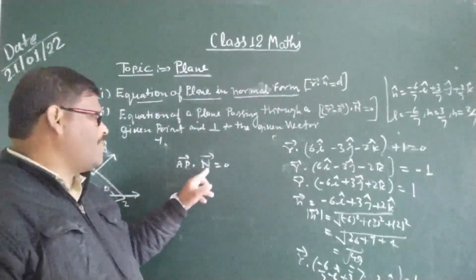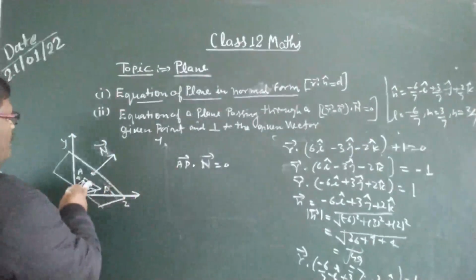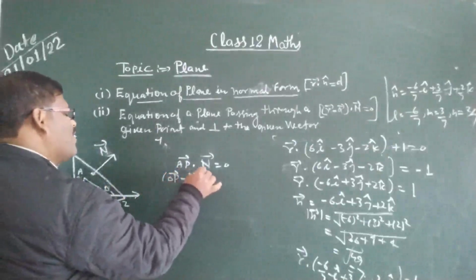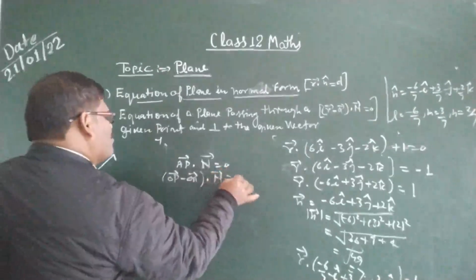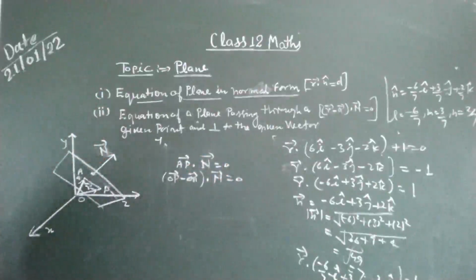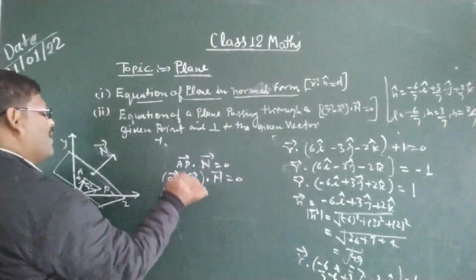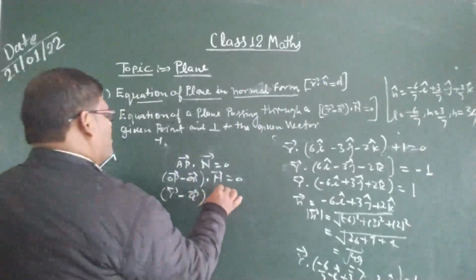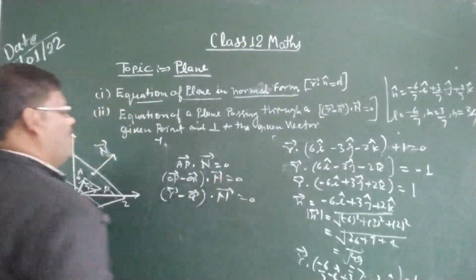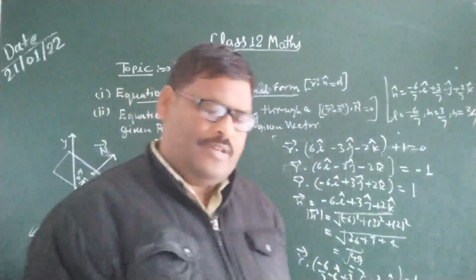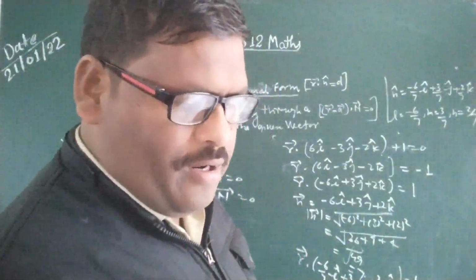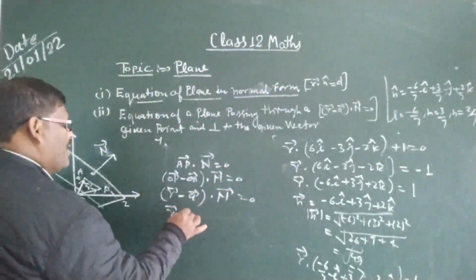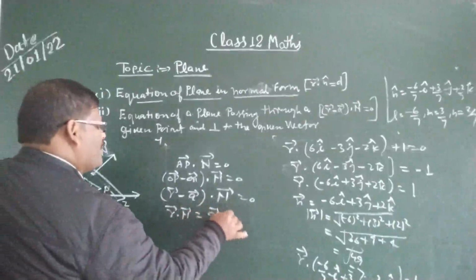Now substitute the values of vector AP and n. Pay attention, what is AP? AP means position vector of the point P minus position vector of the point A, dot vector n, is equal to 0. Now OP means vector r, minus vector a, the position vector of the given point A, dot vector n is equal to 0. You can write it as r dot n is equal to a dot n. Also, that may be written as vector r dot vector n is equal to vector a dot vector n.